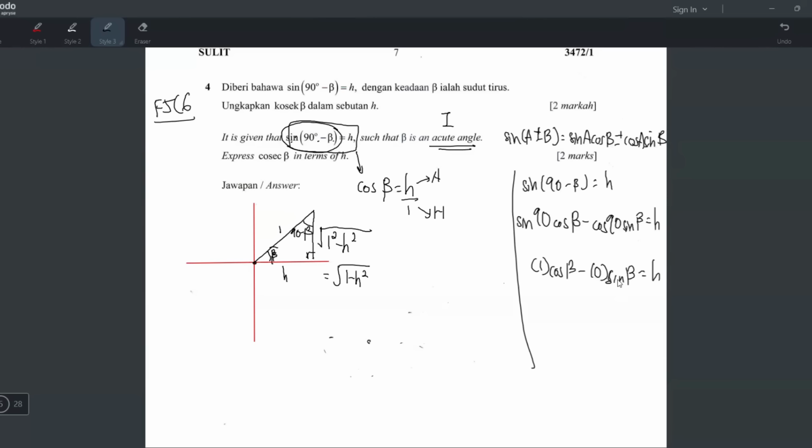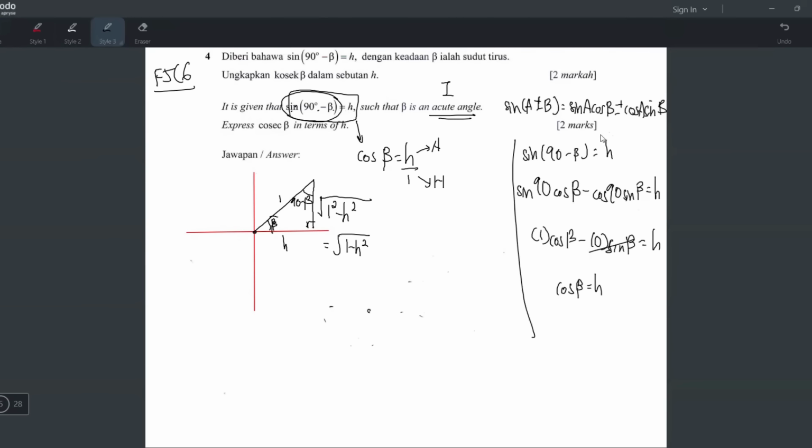But what is 0 times sin beta? It becomes 0. So you are just left with cos beta equals h. You see, same as this. That is why whenever you see 90 minus angle, you can straight away change like that. Of course, if you want to do the full working, can also. You end up with the same thing. So hopefully you understand how I label. After labeling and using Pythagoras theorem to find the remaining side, now you can find what is needed.